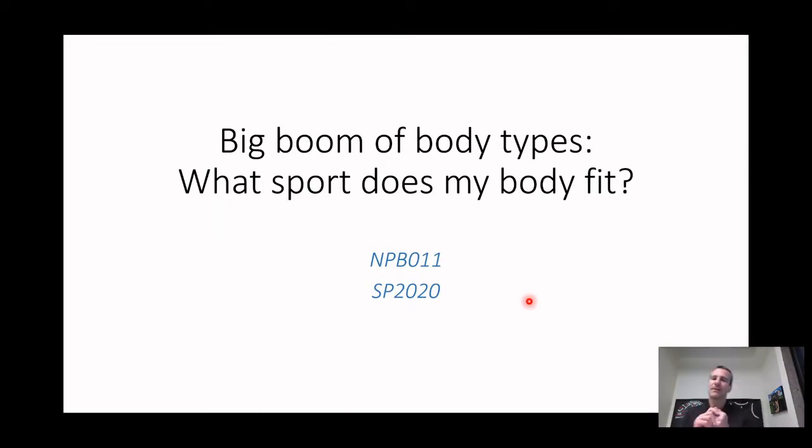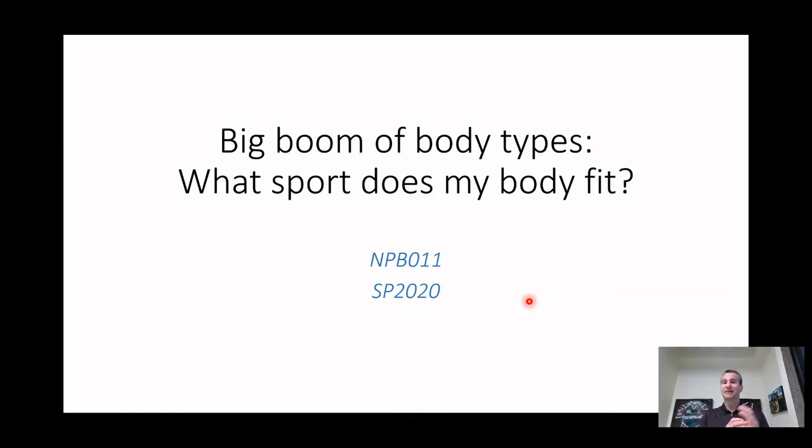All right, so we've talked about how different environments, if you have an ethnic group that's from a different environment, it's going to change over time. It's going to change the average body type. And we've also talked about this idea that there are certain body types that are well suited for certain sports.